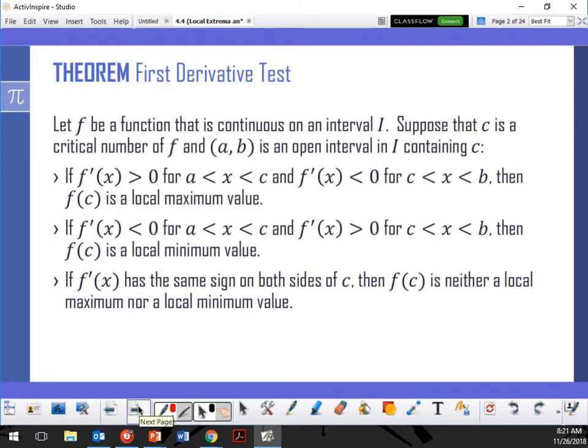All right, first derivative test. Okay, I'm going to explain all of this right here. I know this looks like something you'd see on a space station, but it's actually really not that bad.